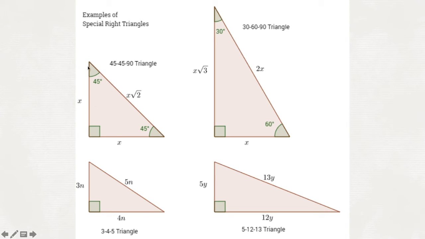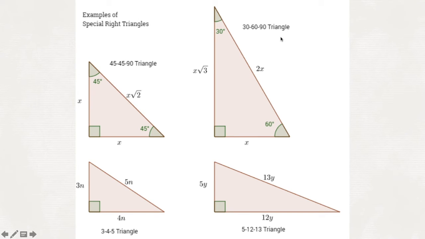Because the two angles are 45 degrees, that means their sides, x and x, are also the same. And interestingly, the hypotenuse is the original leg, x, multiplied by the square root of 2, and that will be the hypotenuse. It is a very special property of this triangle.